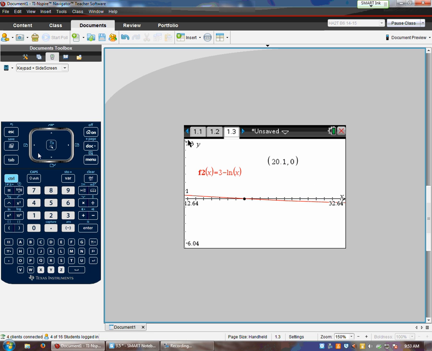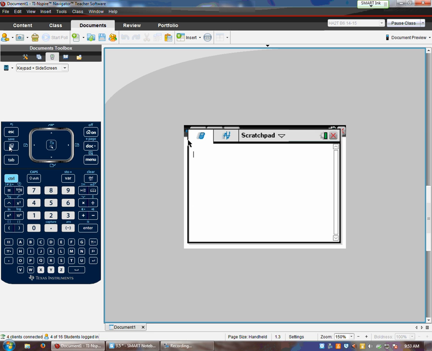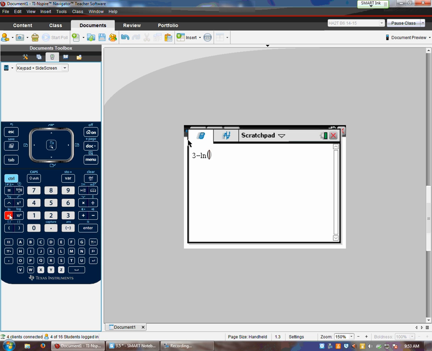And I can check that on Scratchpad if I do 3 minus ln of 20.1. It should be pretty close to 0. And that's not bad. That's pretty close. Are we okay with this? All right. And then were you asked to solve it? And solve. Yeah, I guess that was it.